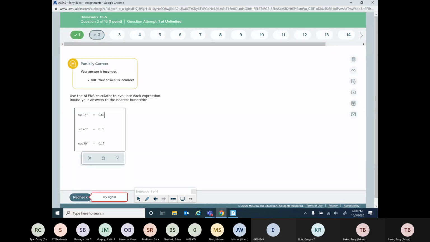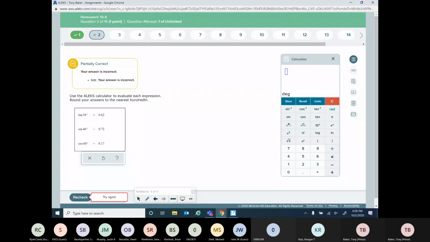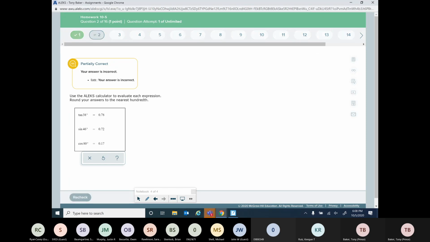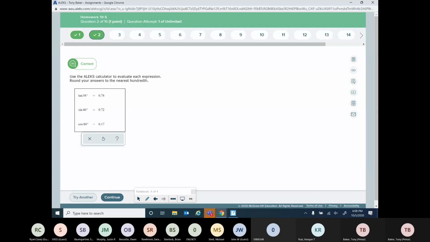How did I get my tangent wrong? I must have typed something wrong for my tangent. Yeah, the first one was tangent. Oh, I hit sine. That was why. Okay. I was like, I must have typed something wrong when I typed into the calculator.